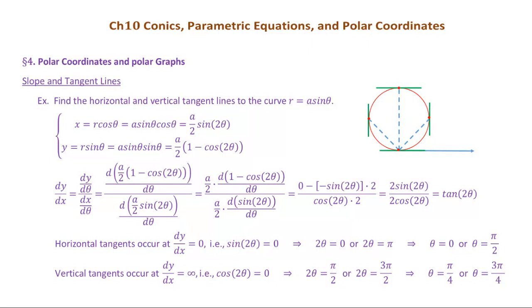So just use the formula dy/dx equals (dy/dθ) over (dx/dθ). Okay, θ is the parameter. Just treat these two functions as parametric equations, and then plug in y and x. y equals a/2 times (1 minus cosine 2θ), and x equals a/2 times sine 2θ.